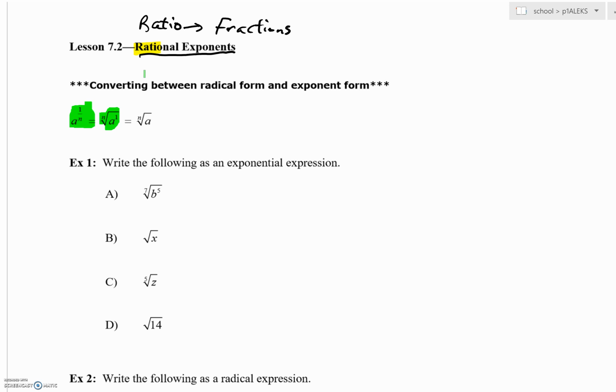Now, by way of comparison, if you had a to the m over n, what that would mean is you could have the nth root of a to the m, or you could even think of it as the nth root of a all raised up to the m. Both of those forms would be equivalent.